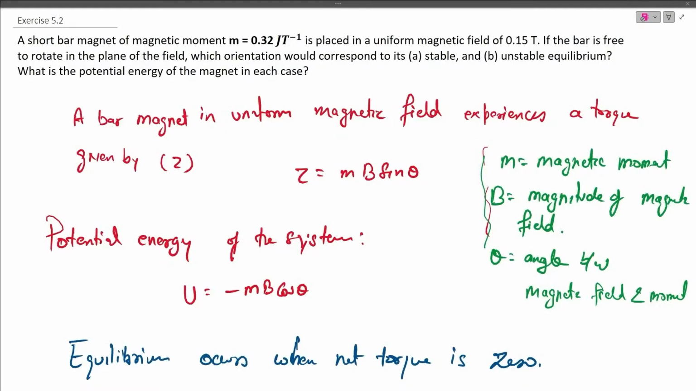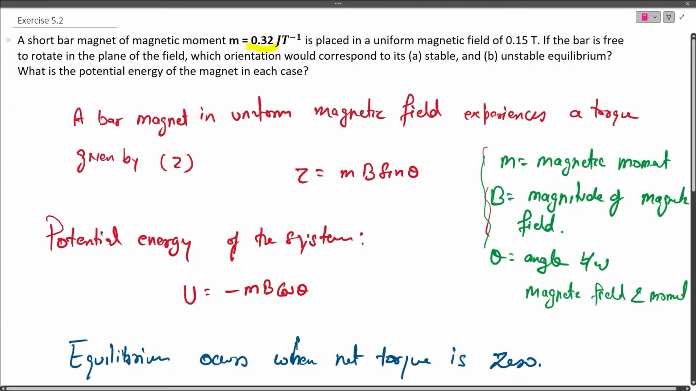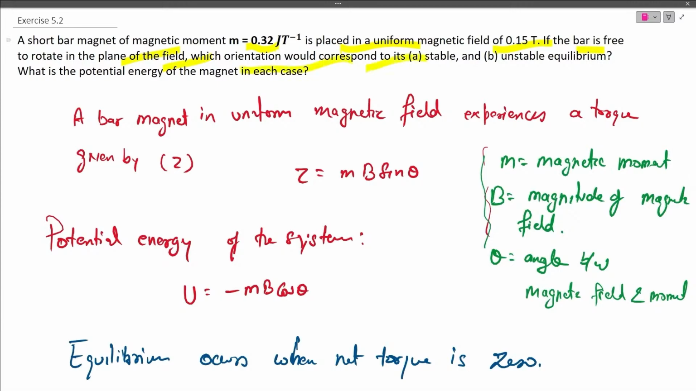The question says that a short bar magnet of magnetic moment m equals to 0.32 joule per Tesla is placed in a uniform magnetic field of 0.15 Tesla. If the bar magnet is free to rotate in the plane of the field, which orientation would correspond to its stable or unstable equilibrium? What is the potential energy of the magnet in each case?